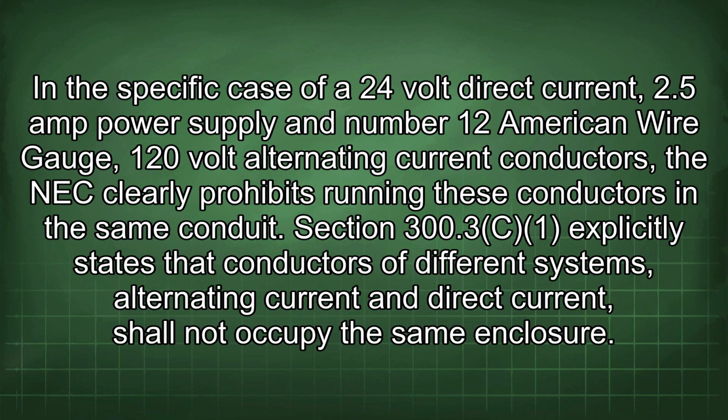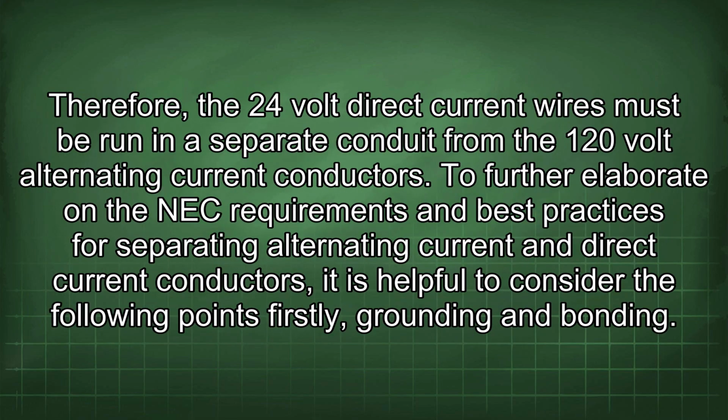In the specific case of a 24-volt direct current 2.5 amp-hour supply in number 12 American wire gauge 120-volt alternating current conductors, the NEC clearly prohibits running these conductors in the same conduit. Section 300.3 Code explicitly states that conductors of different systems, alternating current and direct current, shall not occupy the same enclosure. Therefore, the 24-volt direct current wires must be run in a separate conduit from the 120-volt alternating current conductors.